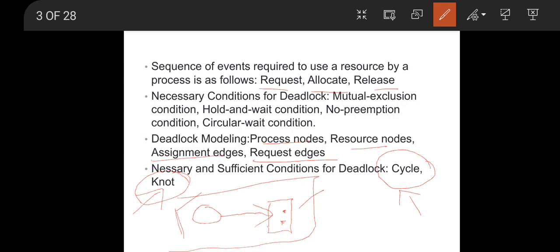So whether it is a centralized or a distributed system, how are we going to check whether the system is in the deadlock condition or not? For that, we need to represent the system in the form of a graph using process nodes, resource nodes, assignment edges and request edges. And in that graph, we need to check whether there is a cycle or a knot present.